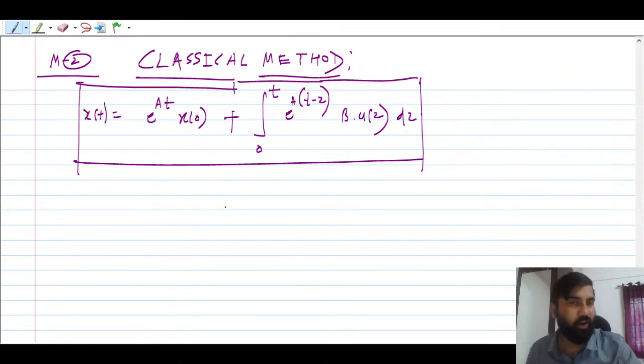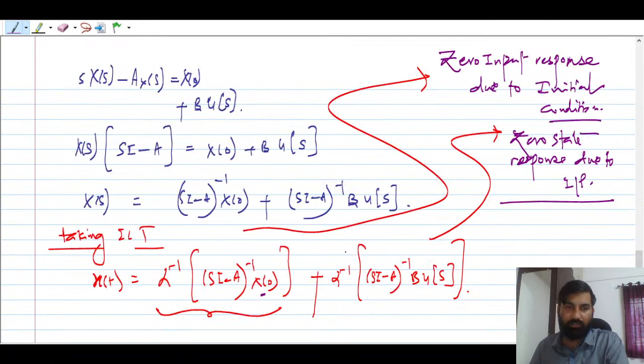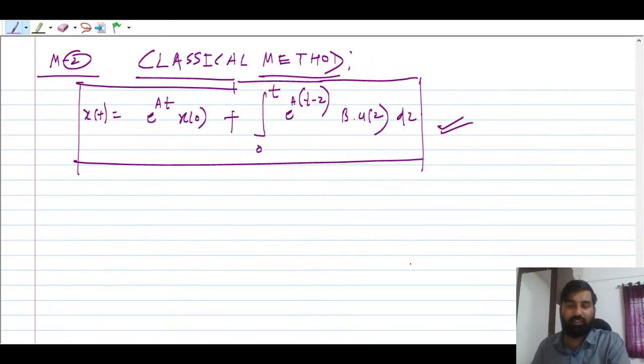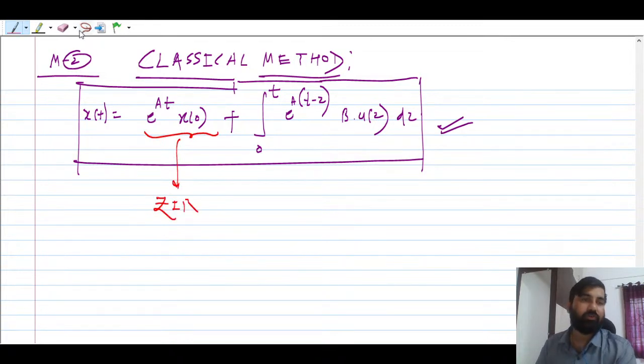Classical method. We are not applying any sort of Laplace transform here, right? So always keep in mind, guys, if you compare this with this, you can compare this. So here, please remember, the first term in this expression is going to be ZIR, zero input response.